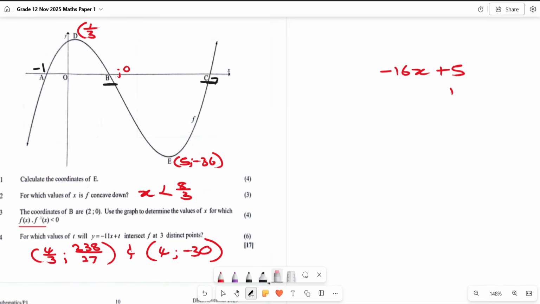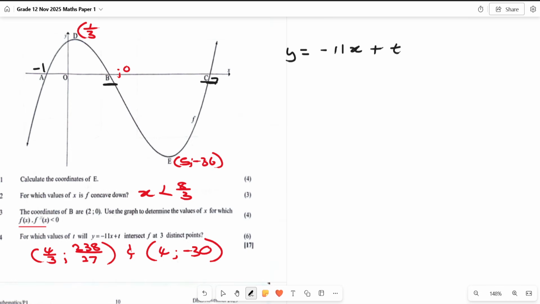But at this same point, they share the same gradient. At this same point, they are going to have a common gradient. Well, not to say common gradient, but we have to equate the gradient of the straight line to the gradient of the derivative of the original function. So the equation of the straight line was y is equal to minus 11x plus t.